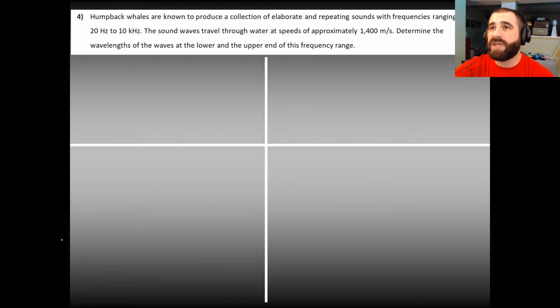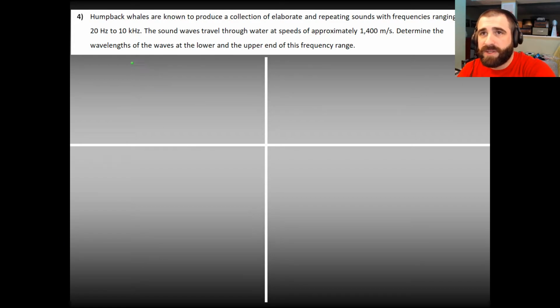Humpback whales are known to produce a collection of elaborate and repeating sounds with frequencies ranging from 20 hertz to 10 kilohertz. So 20 times per second versus 10,000 times per second. That's a lot. The sound waves travel through water at speeds of approximately 1,400 meters per second. Interesting. Cool. Determine the wavelengths of the sounds.